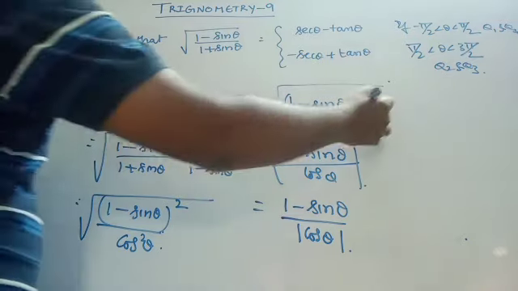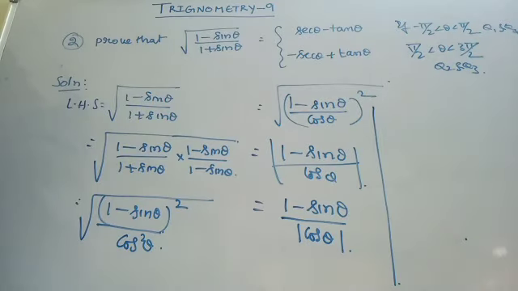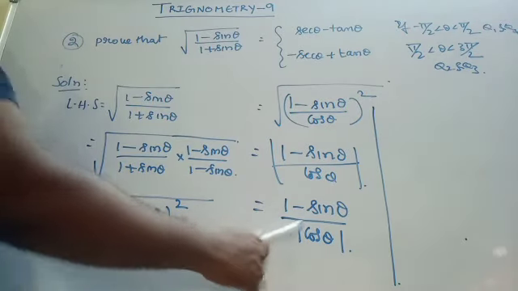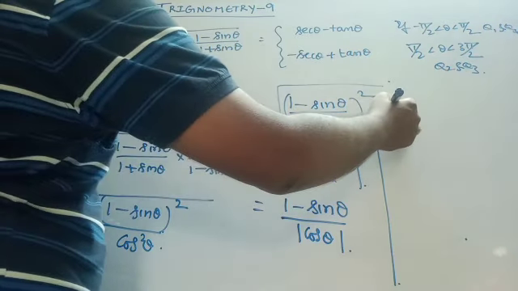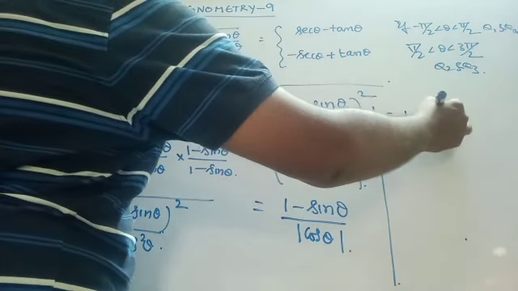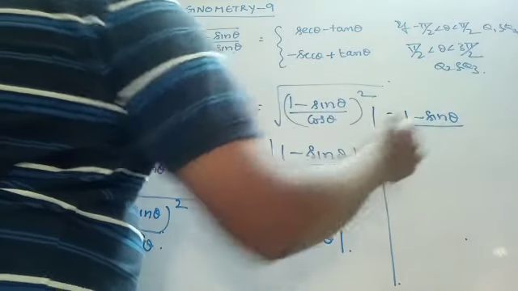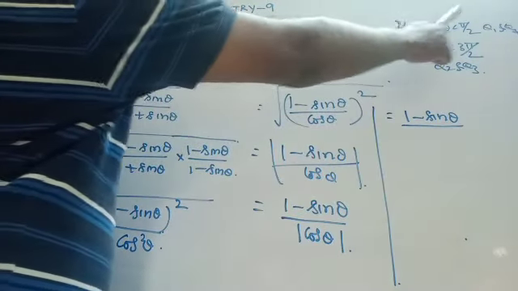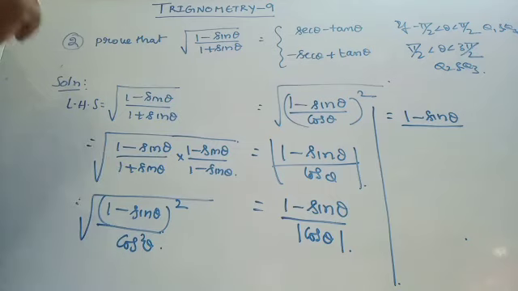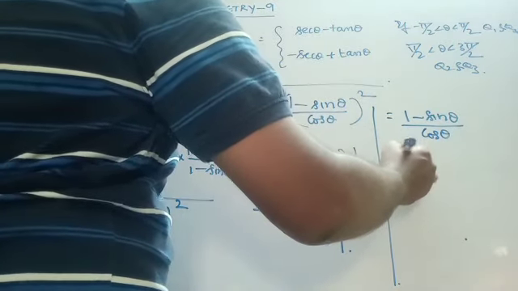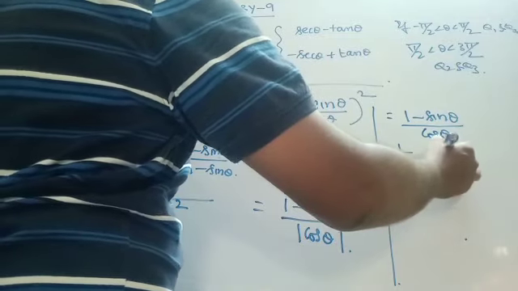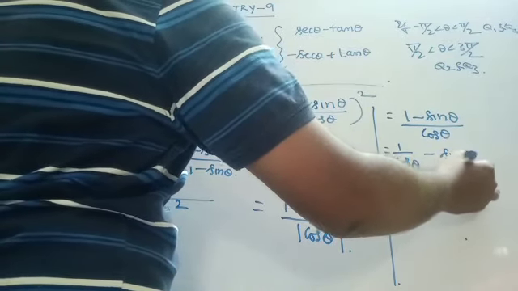Now how are we going to do this particular thing? They have given that theta lies in Q1 and Q4, the first quadrant and fourth quadrant, where cos theta is positive. When it is positive, you are going to get cos theta. That means 1 by cos theta minus sin theta by cos theta.